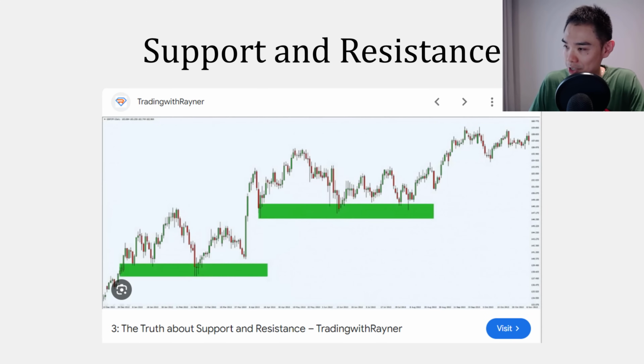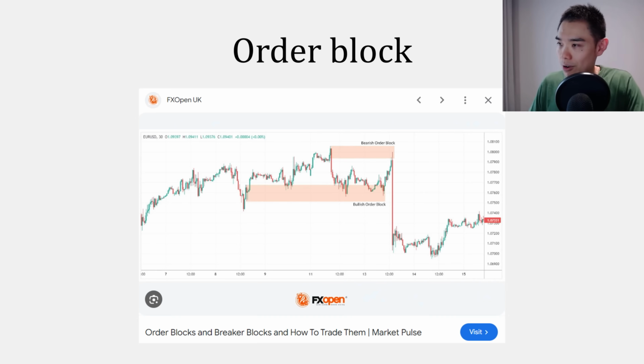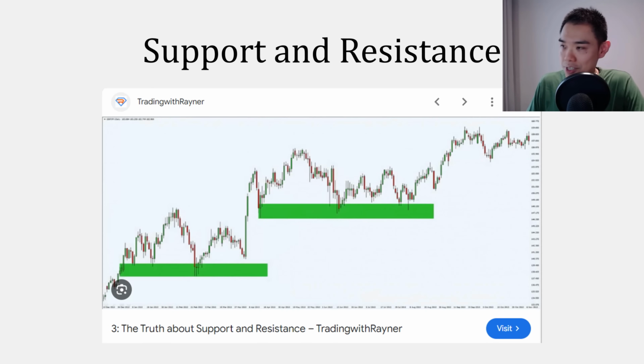Oh, this is quite interesting. This is from Trading with Rayner. Not sure who that is, but I heard he's a pretty smart chap, from what I've heard. So he calls this an area of support on the chart, which looks kind of similar to the order block I shared with you earlier. So yep, this is an area of support according to Trading with Rayner.